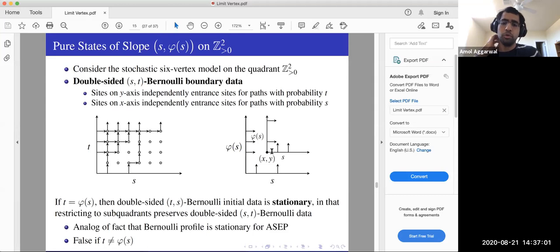So again, this double-sided Bernoulli initial profile is translation invariant in the sense that if I cut out a small subquadrant of it, then I retain this double-sided Bernoulli property. For those people who have studied the ASEP in more detail, you can view this as an analog of the fact that the Bernoulli profile is stationary for the ASEP. And I should say that this phenomenon is false if t is not equal to s. So this translation invariance, this stationarity, is sensitive to the fact that t equals s. It's exact there and it's false everywhere else. Okay, so this defines how these things look on the quadrant.